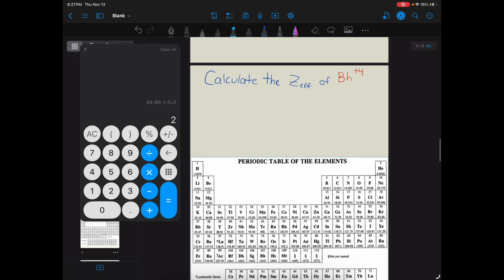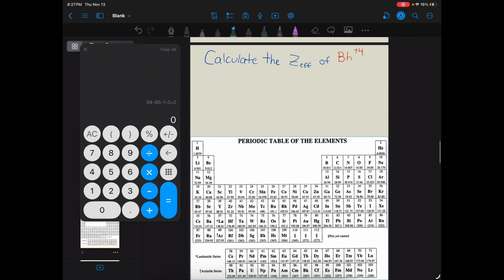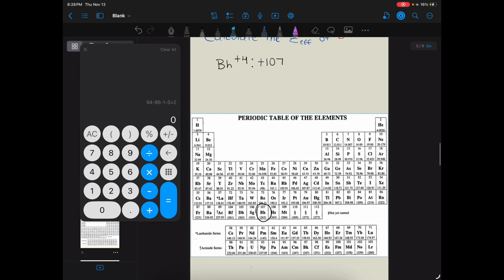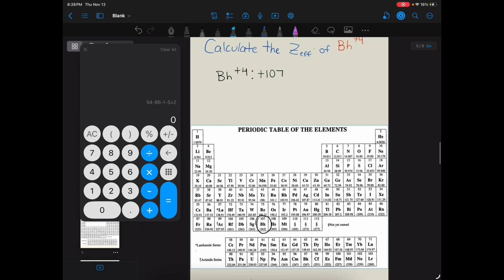Okay, moving on, we have another Z effective question, this time for Bh+4, or bohrium. So Bh+4 is right here, number 107. So we can go ahead and write that as plus 107. So now we have to eliminate 4 different elements, or 4 valence electrons.